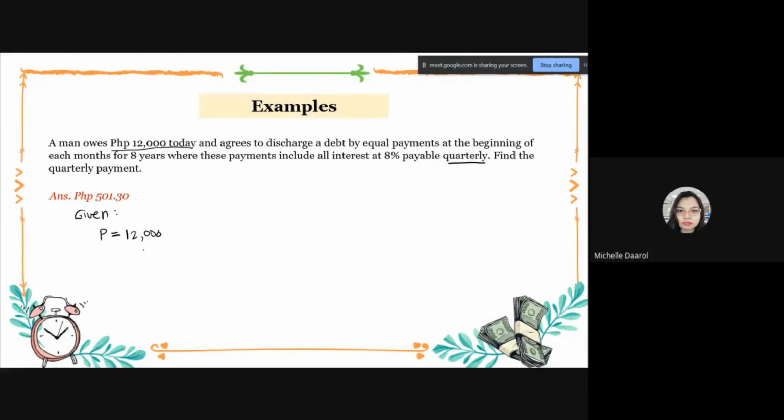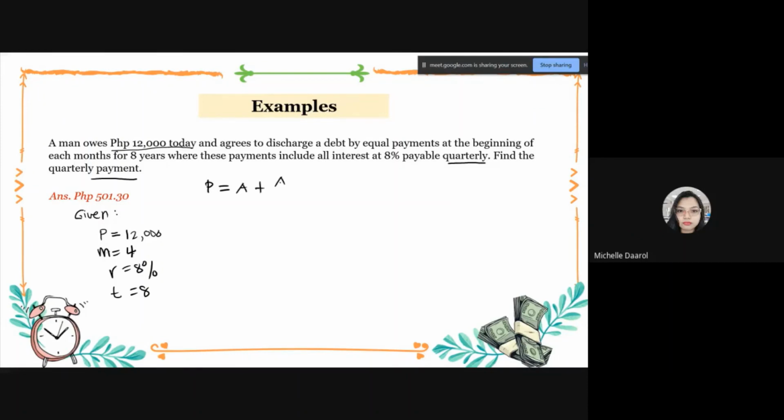Okay, so therefore, ang M nato diri is quarterly, and then ang rate nato is 8%. So, find the quarterly payment. So, what is the quarterly payment? Therefore, ang atoang compounding period is 4. So, the time here is 8. So, therefore, dali lang ni siya. Substitute lang.